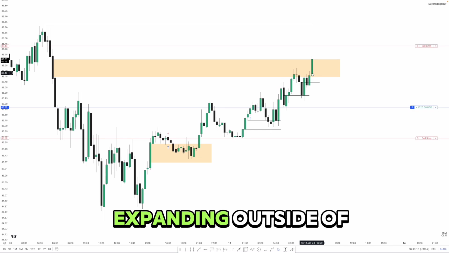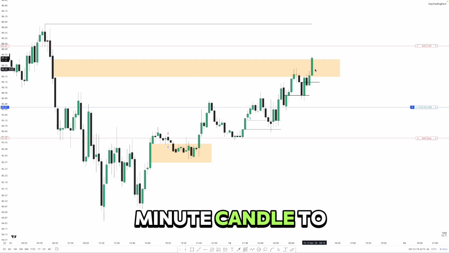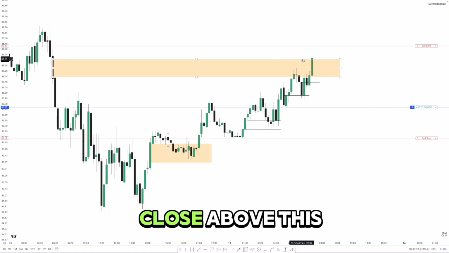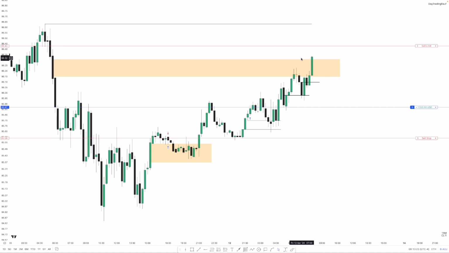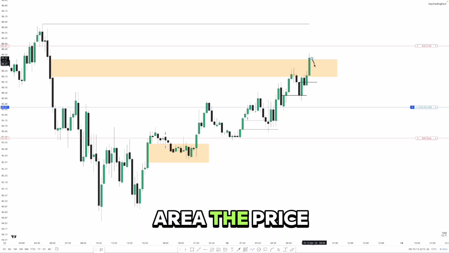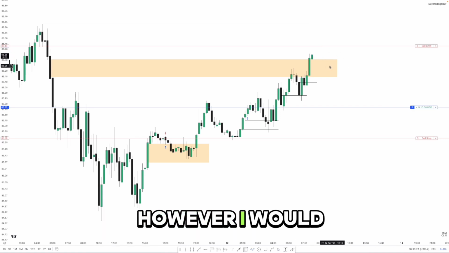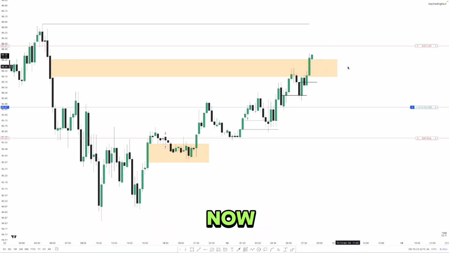And now we're expanding outside of the fair value gap, and we have about 2 minutes for this 15-minute candle to close. And I would like us to close above this orange shaded area. And now we've closed outside of the orange shaded area. So price can come lower, we can come back into here, accumulate, then trade higher. However, I would like to see an expansion higher now.